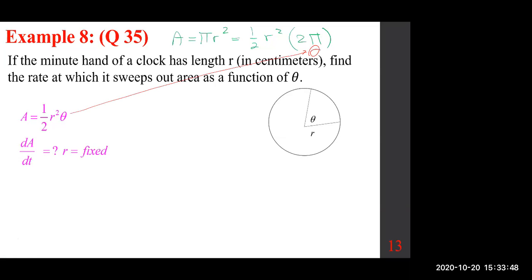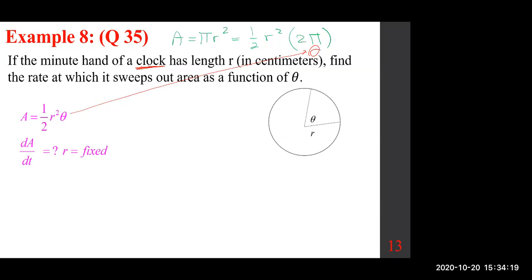This is how we justified it in trigonometry. I'm just refreshing your memory. So A is 1/2 r squared theta. We want to find dA/dt. And remember, what is r? R is not changing. The radius of any circle, like the clock you're looking at, is fixed. It's just a number. We may not know what it is, but length r is a fixed length.